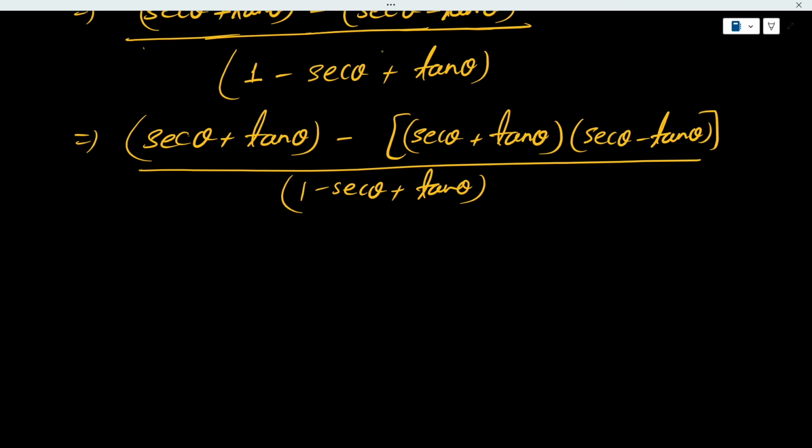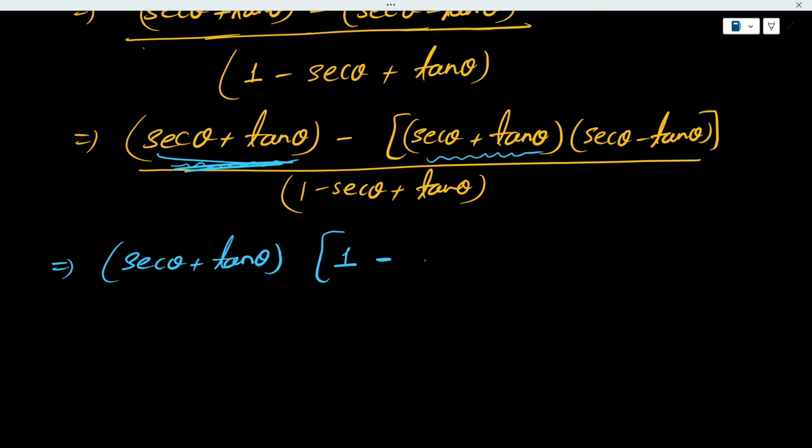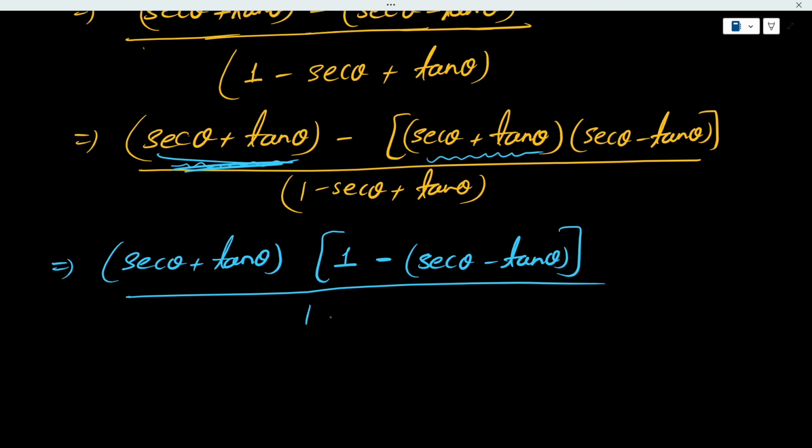So what I'll do here: if I do the factorization, sec theta plus tan theta is in the first term, and sec theta plus tan theta is there in the second term also. So take that common; sec theta plus tan theta is the common factor. What will be left in the first term? 1 minus, as it is. And what is left in the second? Sec theta minus tan theta. The denominator is written as it is, 1 minus sec theta plus tan theta. Now after this, we are going to get sec theta plus tan theta.